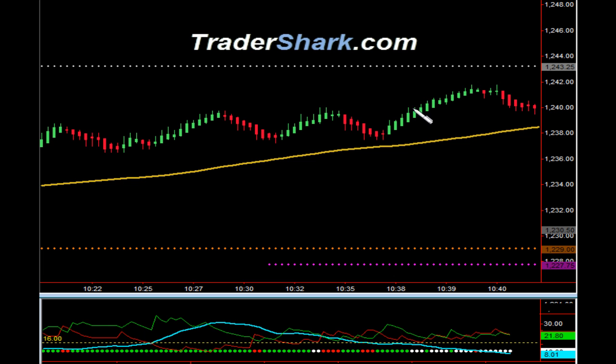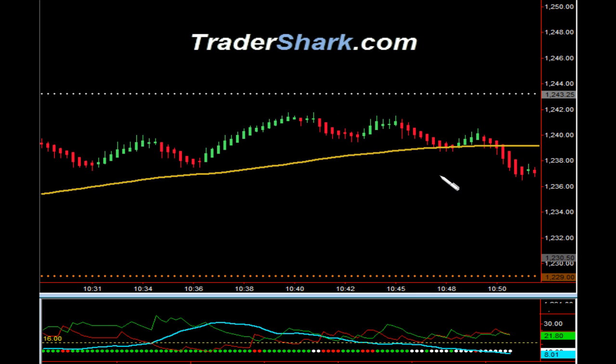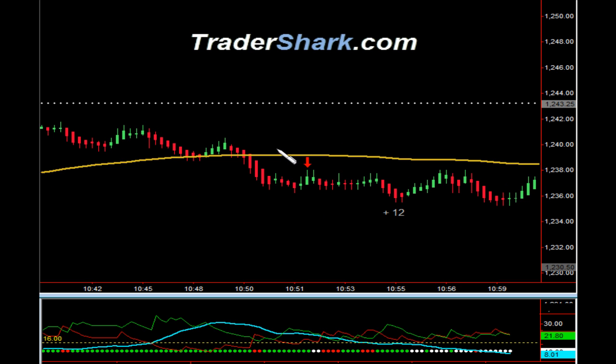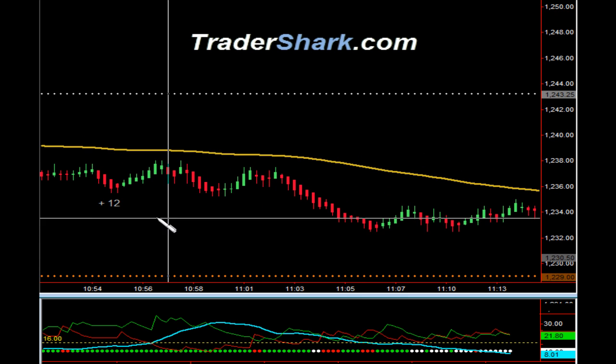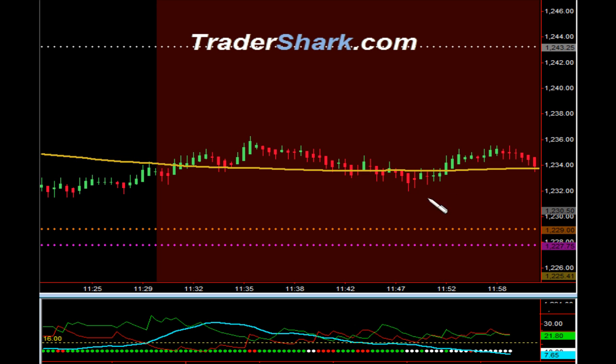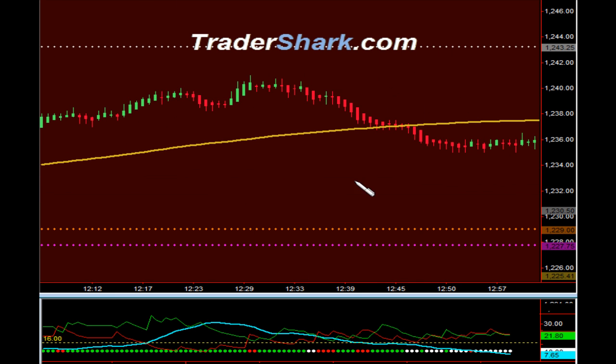And then we had a lot of sideways movement, sideways chop. We stayed pretty much within the opening 15-minute range all day, at least until later this afternoon. We had an opportunity to get short. Target 1 and target 2 were hit for a total of 12 ticks. And then we went into a no trade zone. No trade zone from 11:30 until 1:15 Eastern Standard Time.